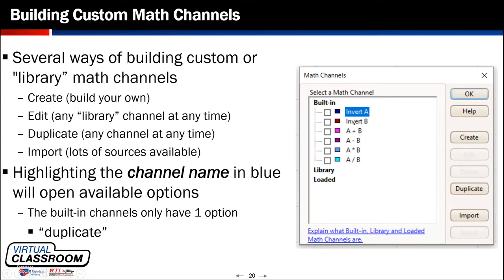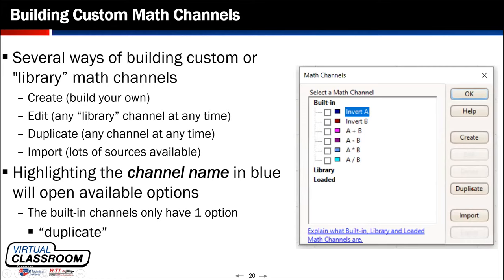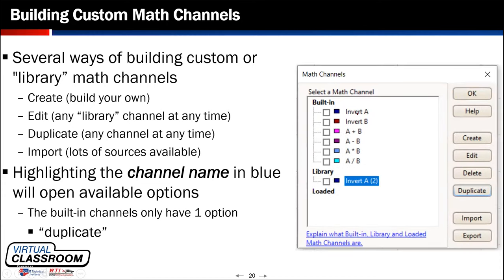But if you highlight the name, like you see I've done here, like invert A, you will notice on the right-hand side of the screen, another option popped up. So if I went from we're fine here, all of a sudden by highlighting it, it gave me the option to duplicate it. The advantage of duplicating a channel is it will give you the equation already. So let's go ahead and duplicate A.